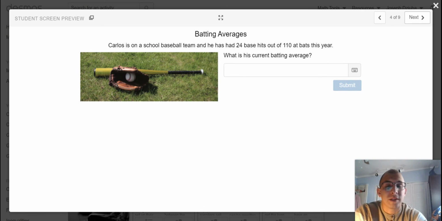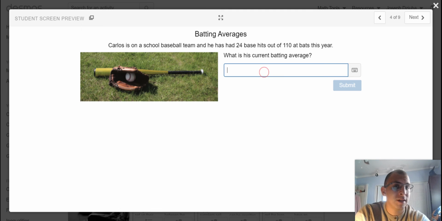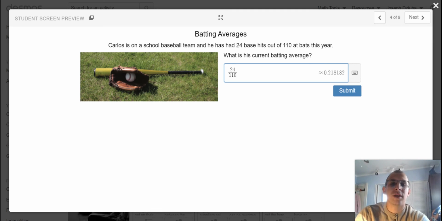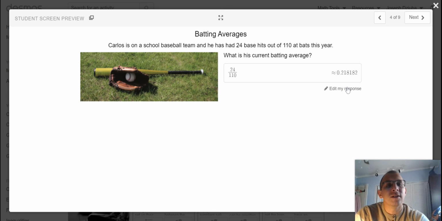I will assist here though, because I know many people may not be necessarily aware of baseball. So Carlos is on the school baseball team, and he has had 24 base hits out of 110 at bats. To calculate the batting average, he's obtained 24 hits out of a total of 110. So he's currently batting a whopping .218, or 21% of his at bats. That's not really good.